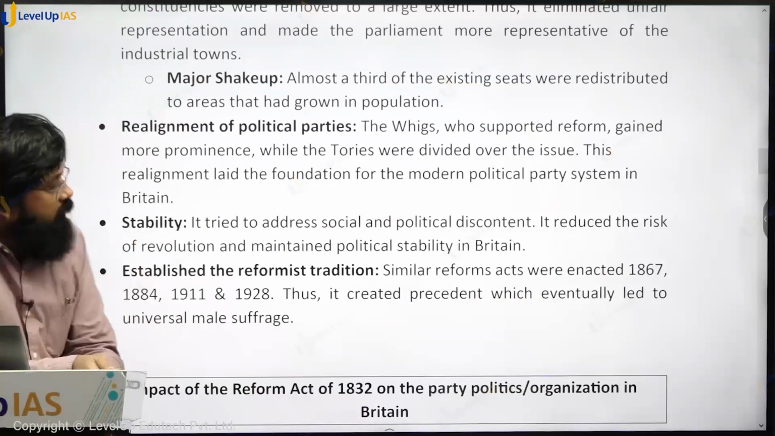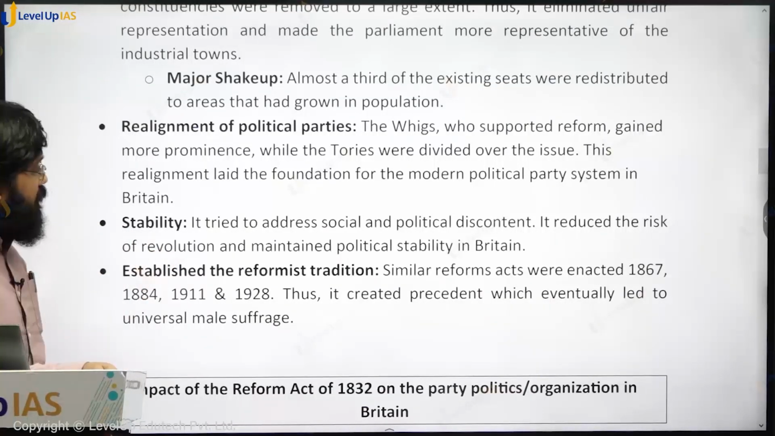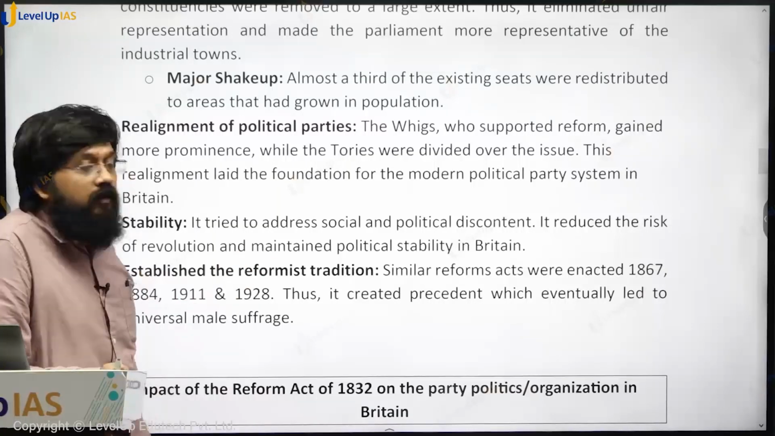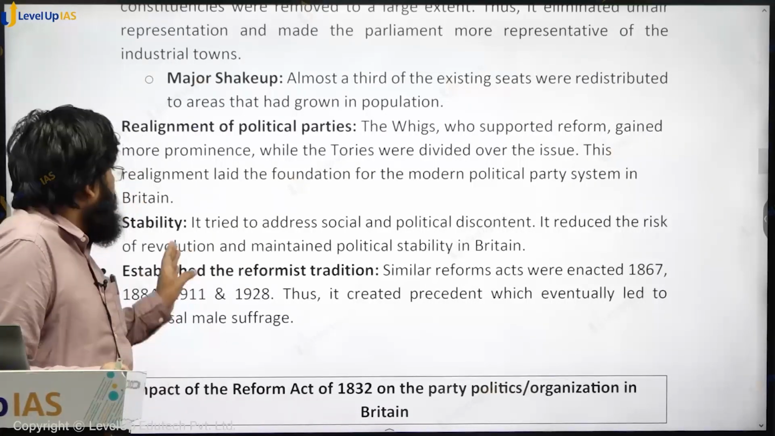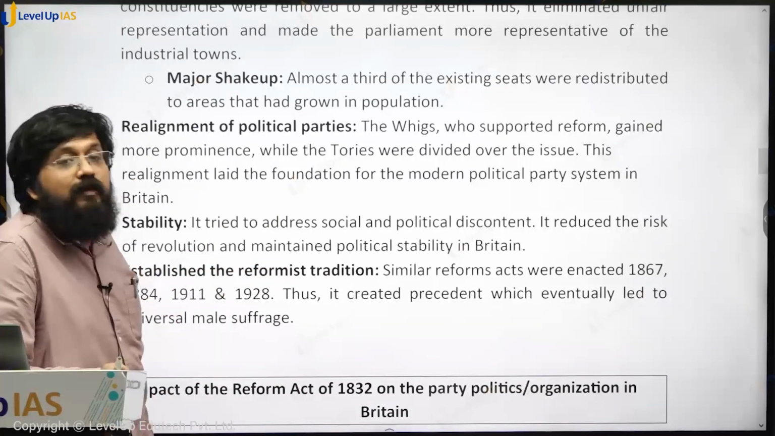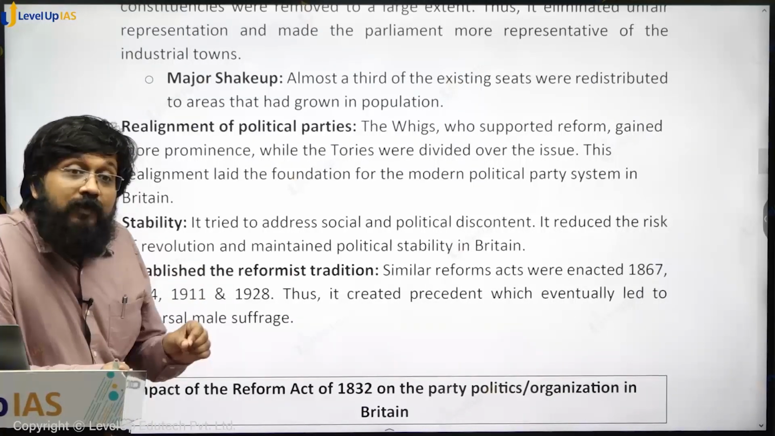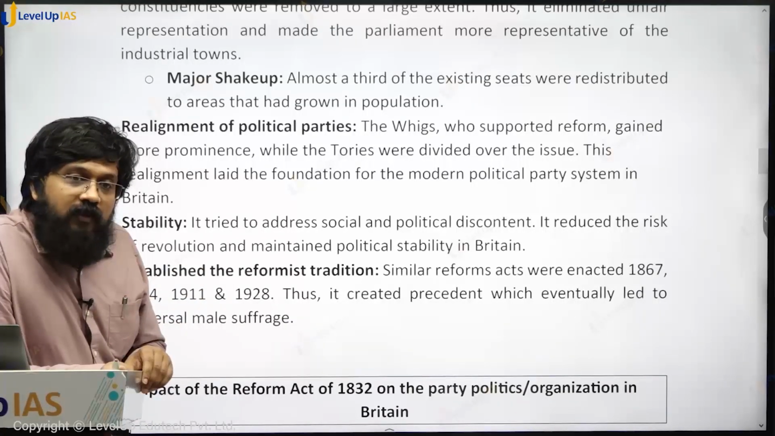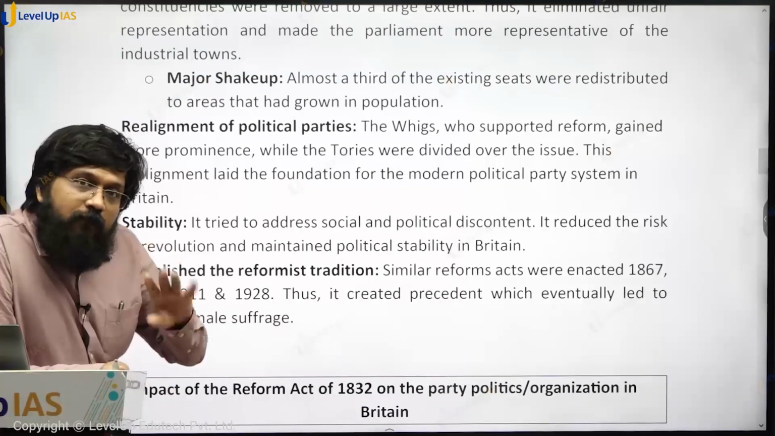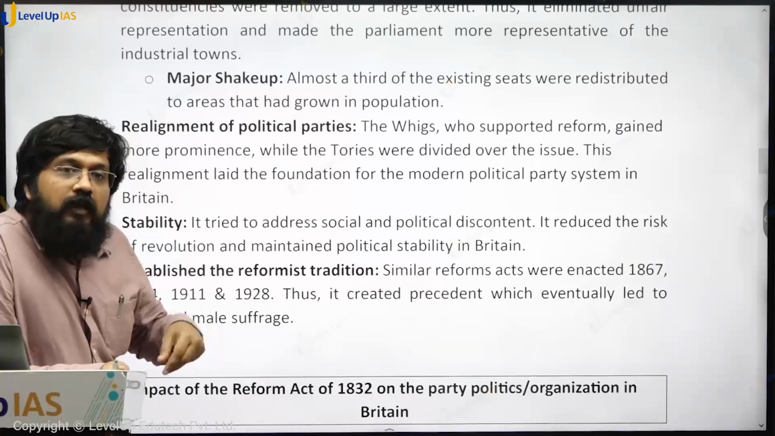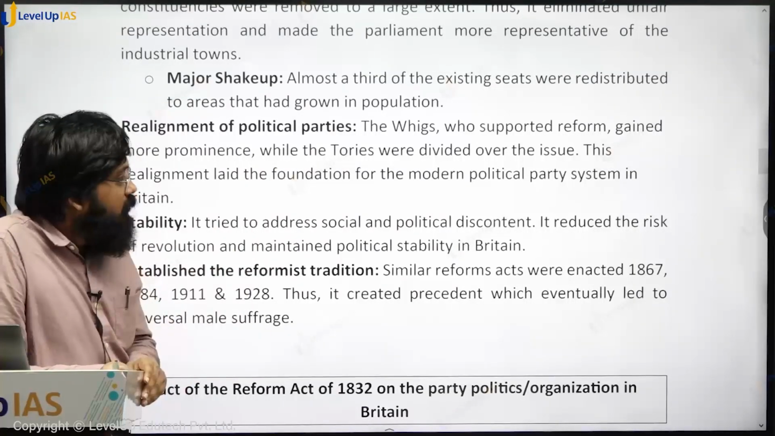And stability, it tried to address the social and political discontent and maintain the stability. Revolution नहीं हुई. And established the reformist tradition. This is a very important point. Now, for the first time, you have created a precedent. कि जनता की आवाज आएगी तो हमें ये सब करना पड़ेगा. It happened not only once, second time, third time, fourth time, gradually.